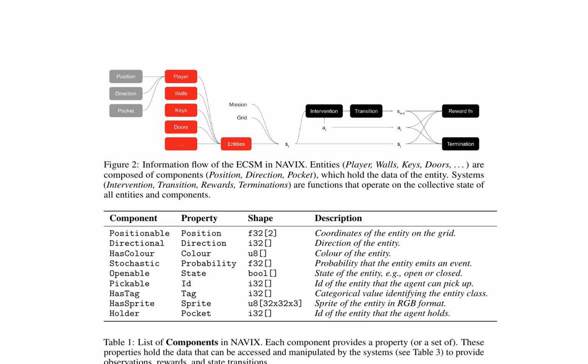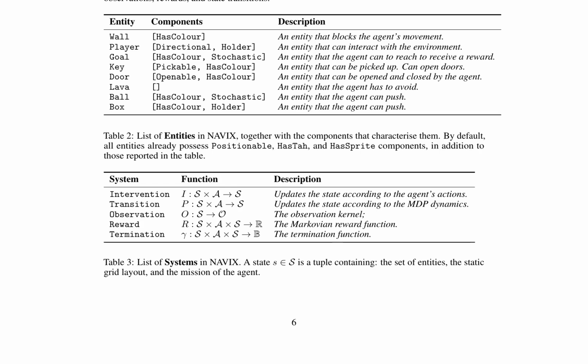The entities in NAVIX are characterized by the components that they possess, and the systems that operate on these components provide the observations, rewards, and state transitions. The NAVIX environment is designed to be fast and efficient, with a focus on speed and throughput. The environment is benchmarked against the original MiniGrid implementation, and results show that NAVIX is over 45x faster on average.